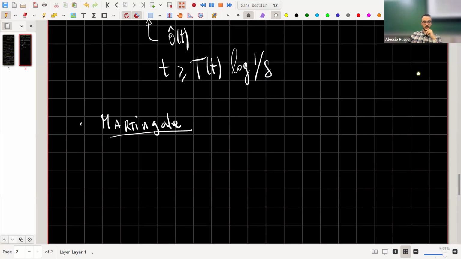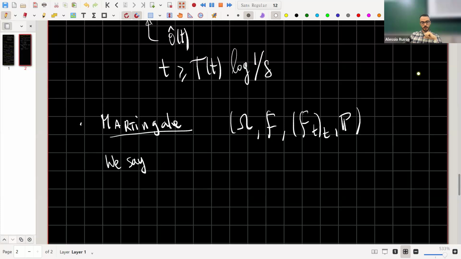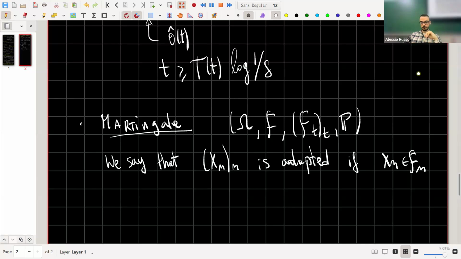To define the concept of martingale, first we need to know the definition of adapted process. So we are working in this filtered probability space. We have our sigma algebra. We have this filtration. And we say that a process X_n is adapted if each X_n is F_n measurable. And we are going to write it in this way.